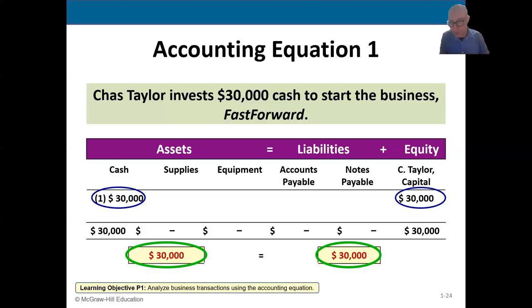You see that the accounting equation is in balance. It is in perfect balance. 30,000 assets equals 30,000 liabilities and equity. Liabilities would be zero technically in that equation. So far? Yes. Awesome. Thank you.